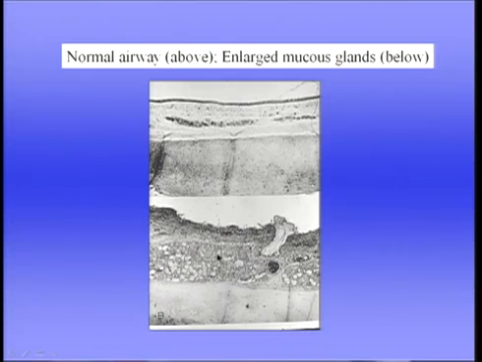And incidentally, this is part of the reason why the airway wall is thickened in chronic bronchitis. You also get edema of the airway wall, and that's one of the reasons why the airway resistance is increased. So that's what happens in chronic bronchitis.